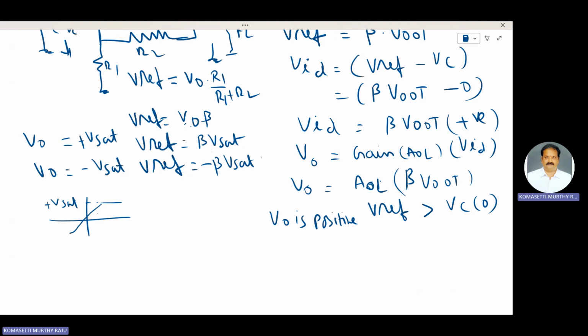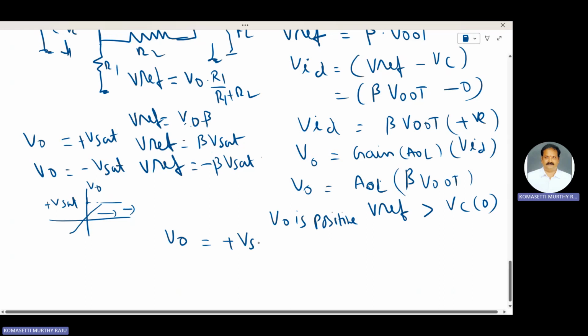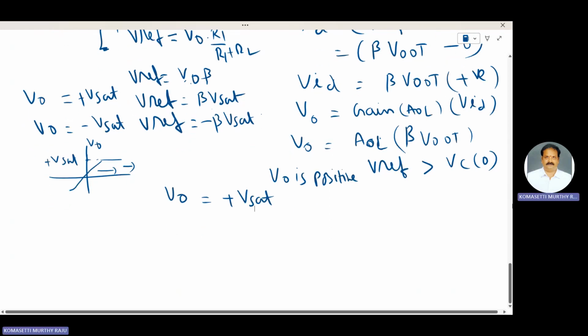V naught is positive means here VID is positive. We know that VID is equal to V reference minus VC, and V reference is equal to beta times V naught. That is positive, which means positive saturation. Therefore, the output voltage is plus V set. V naught is equal to plus V set.